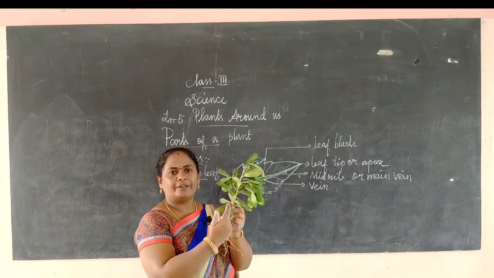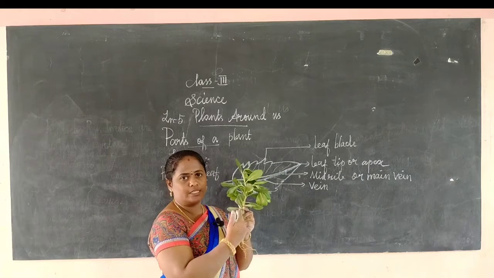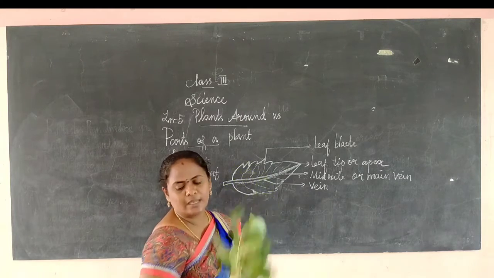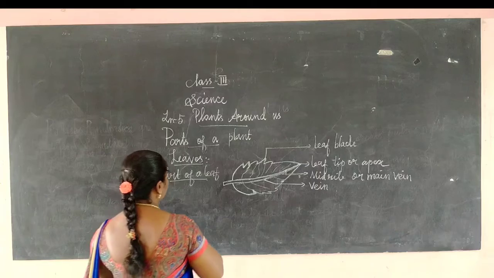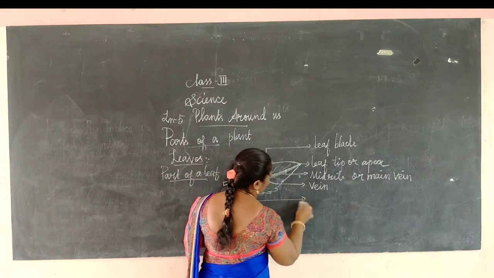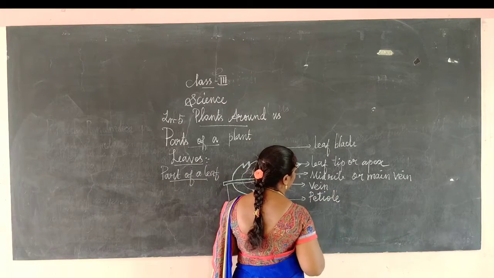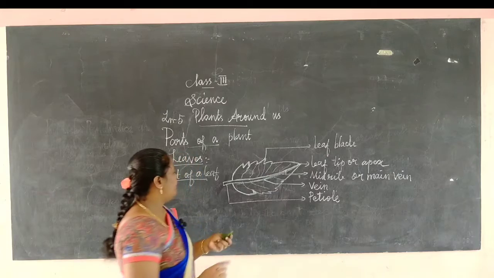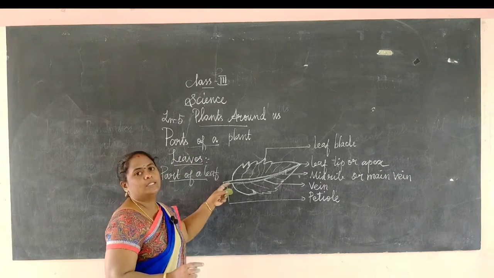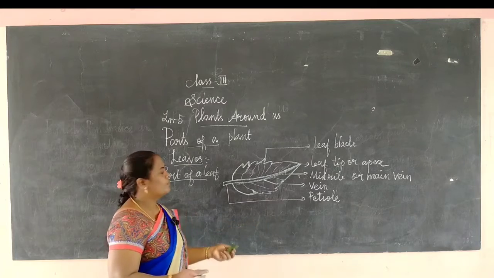So this is the petiole. It joins the leaf and the stem. P-E-T-I-O-L, petiole. This is the stalk of the leaf. It joins the leaf to the stem.